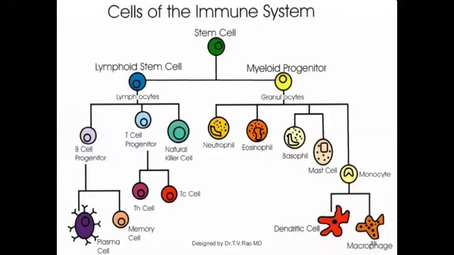In the cells of the immune system, first there are the stem cells. Stem cells divide into lymphoid stem cells and myeloid progenitor. The lymphoid stem cells will produce the lymphocytes, and the myeloid progenitor will give the granulocytes. Under the lymphocytes, you can see there are three cells: B cell, T cell, and natural killer cell. So first we'll be seeing about the B cells.